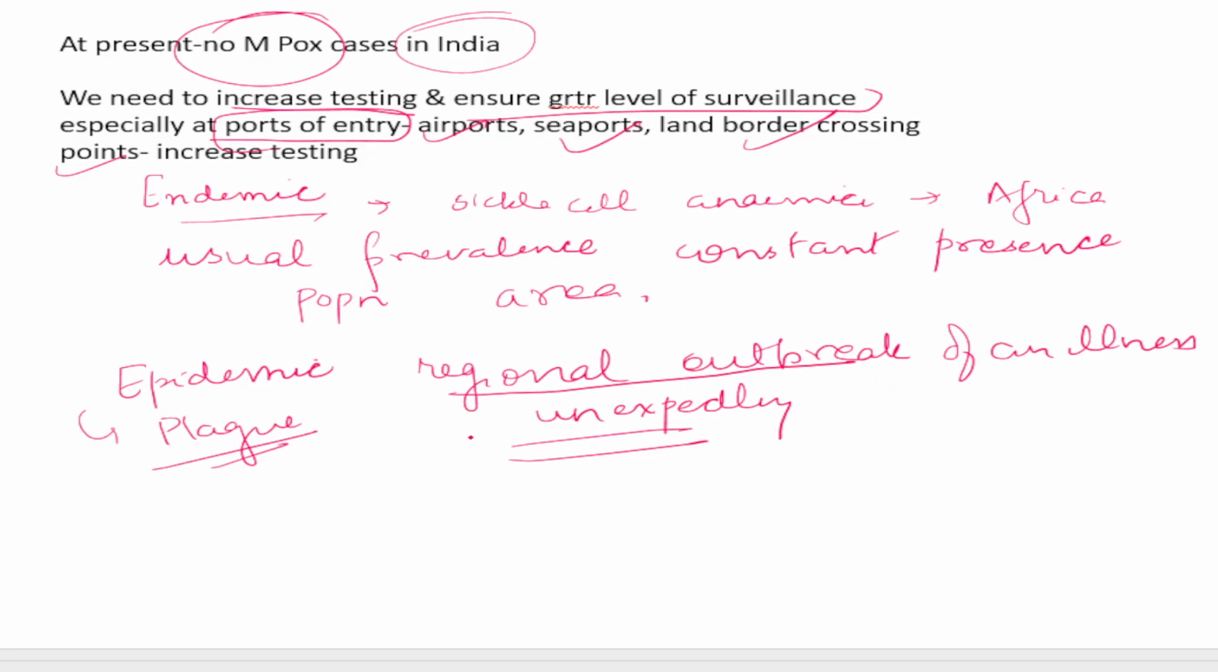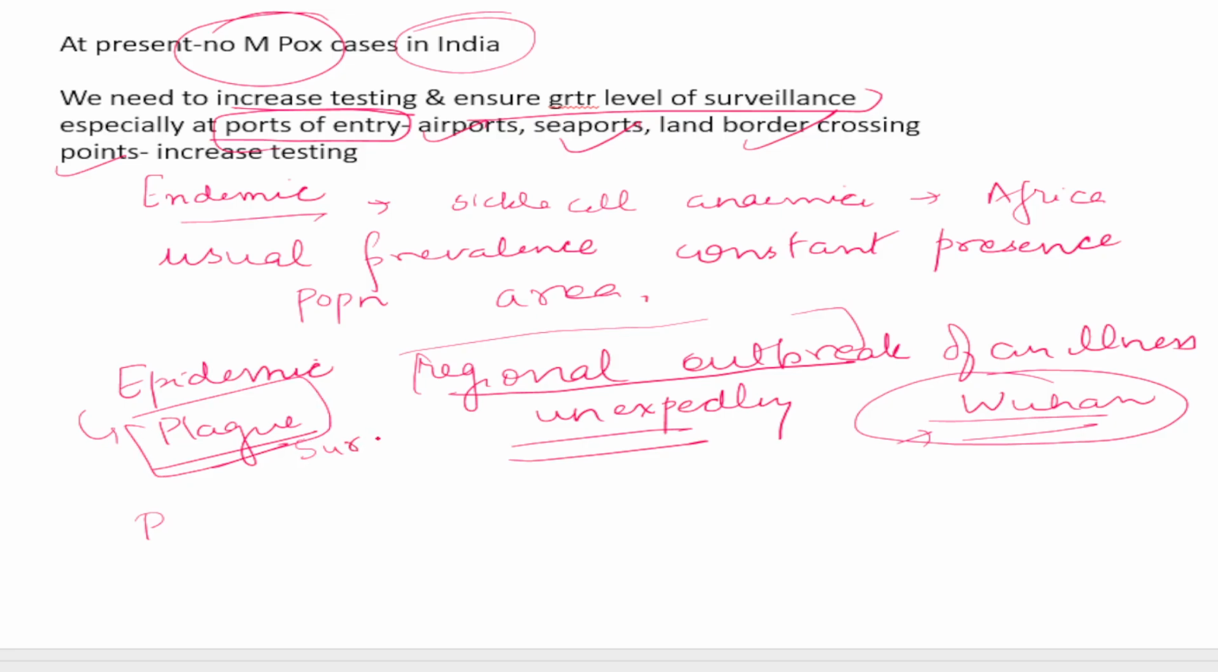So this is what an epidemic is. Then we come to the concept of pandemic. For example, the COVID-19 disease spread unexpectedly in Wuhan. Initially it spread only in the Wuhan region of China, unexpectedly in a particular region, so it became an epidemic. Then the plague outbreak in Surat in India was also an epidemic. So a regional outbreak of an illness that spreads unexpectedly is an epidemic. Now, what is pandemic?